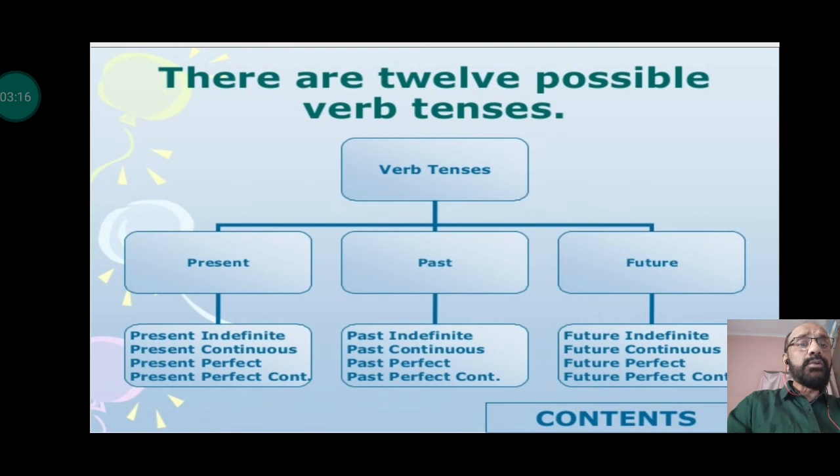There are 12 possible verb tenses. Alright? So verb tenses, as we saw, as per time, can be present, past and future, but when we take the aspect angle of it, present can be present indefinite or simple present, present continuous, present perfect or present perfect continuous. Similarly for past and similarly for future.